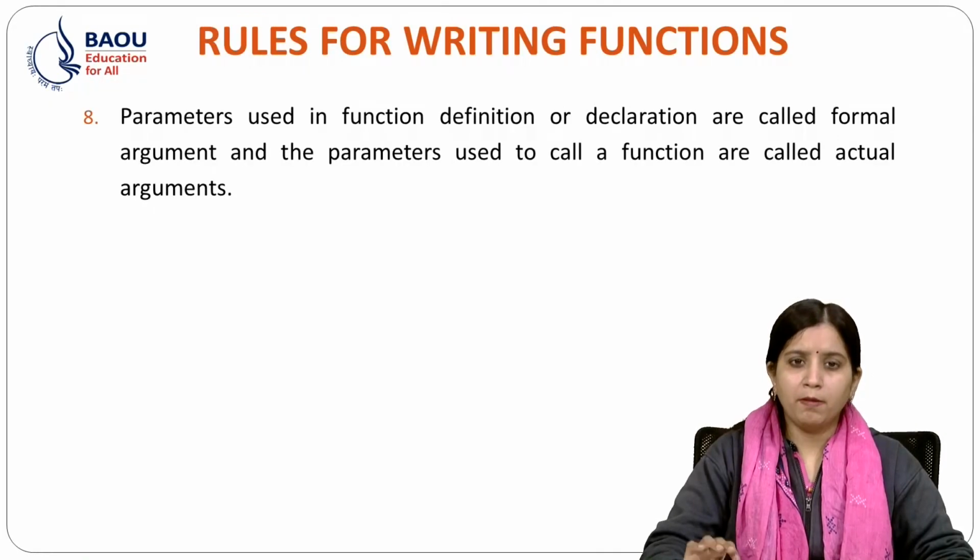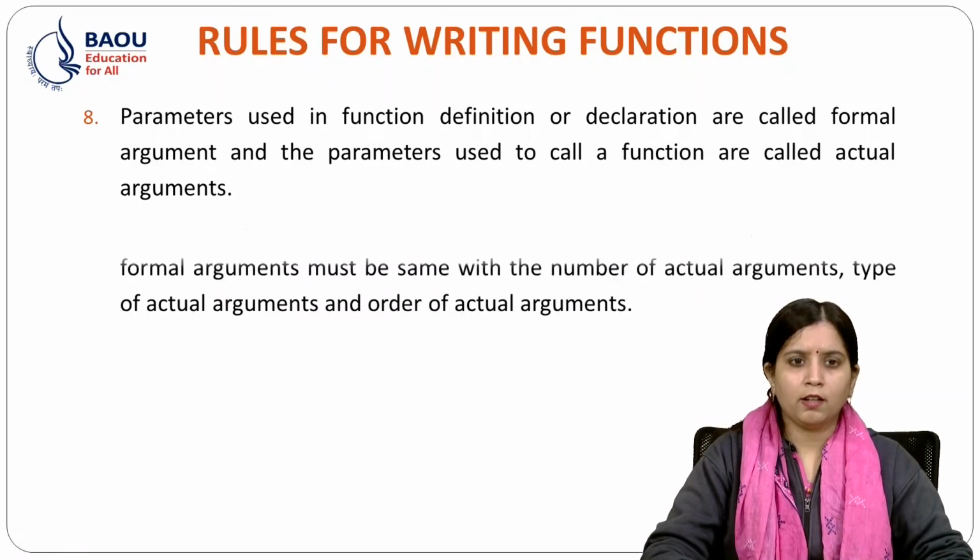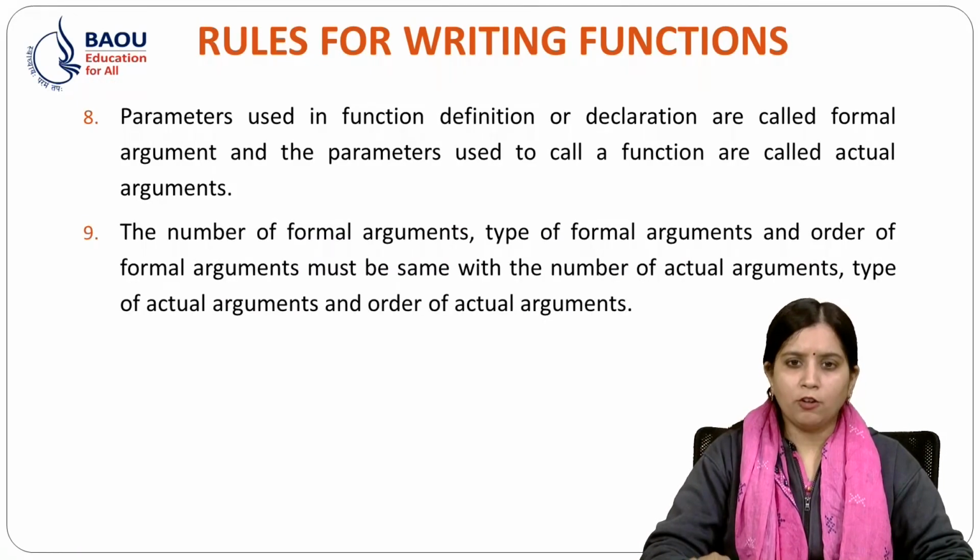Then we have parameters used in function definition or declaration are called formal arguments, and the parameters used to call a function are called actual arguments. We will see both the difference of formal argument and actual argument in coming slides. The number, type, and order of formal arguments must be the same as the number, type, and order of the actual arguments.